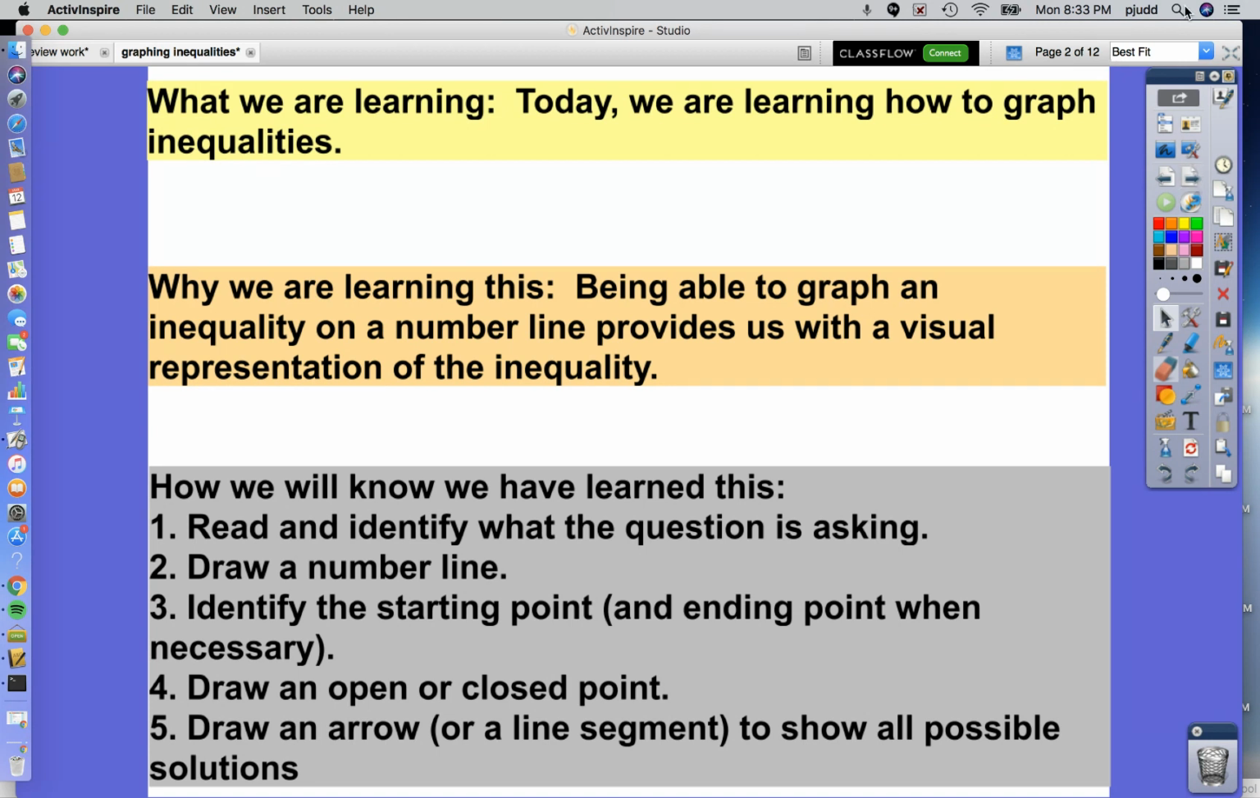Hopefully that will become clear as we take a look at the rest of the work that we're going to be doing. But just remember, if it's a closed circle, you can hold that number in your hand. It's part of the solution. If it's not part of the solution, it's an open circle.